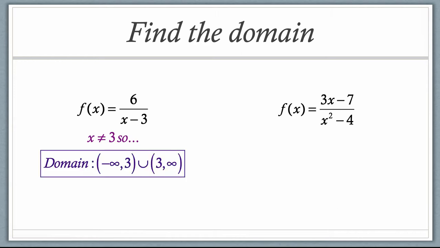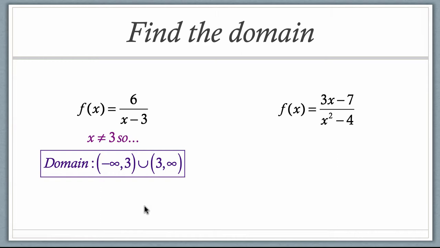So my domain runs from negative infinity to 3, and then there's kind of like a hole in the graph, so we're going to skip over that 3. And I have a second interval with the rest of the domain, which is 3 to infinity. Now, this symbol in between these two intervals is just called a union symbol. All it does is join multiple intervals together. So if I have 5 intervals in my domain, I'm going to need 4 different union symbols.